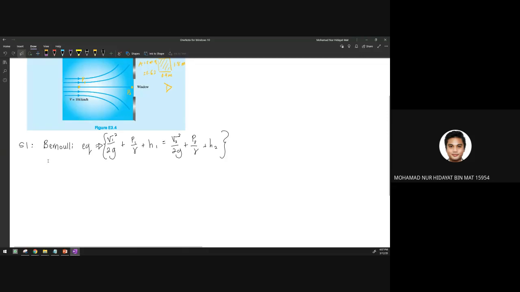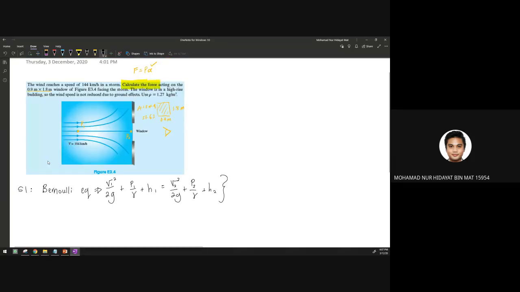Okay, nice. And then step number 2, from step number 1, you use your Bernoulli equation between 2 points, because we have point number 1, referring to here, and point number 2. So in this equation, the left side refers to point number 1 and the right side to point number 2. So from here, point number 1.